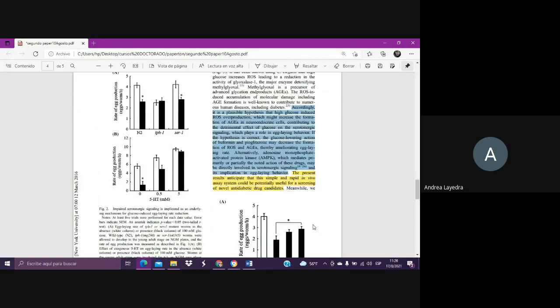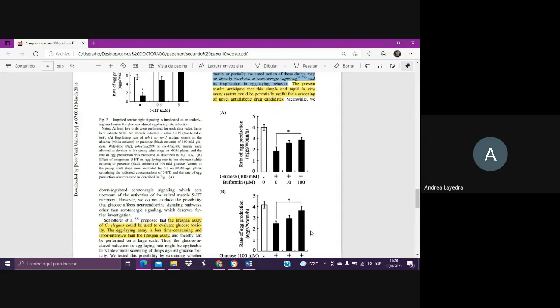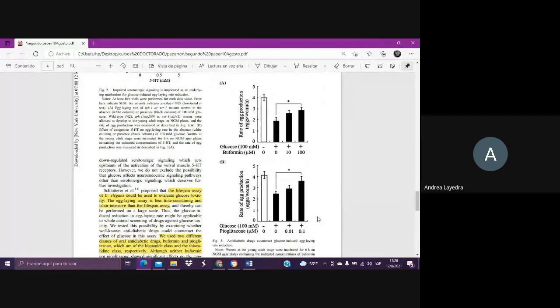They tested the possibility of well-known anti-diabetic drugs to counteract the effect of glucose, using two different classes of oral anti-diabetic drugs, buformin and pioglitazone. It has been shown using C. elegans that high glucose increases reactive oxygen species that allow accumulation of molecular damage and contribute to numerous human diseases, including diabetes.